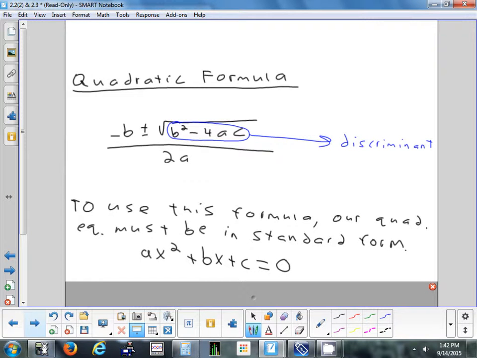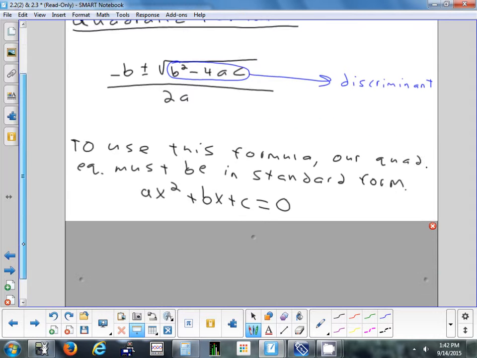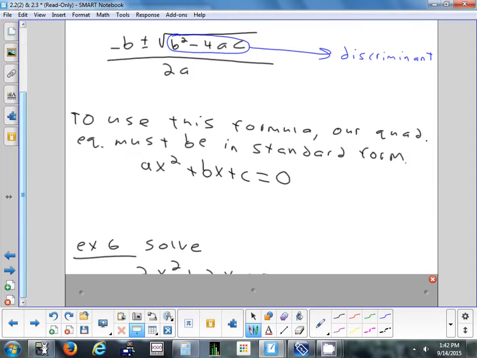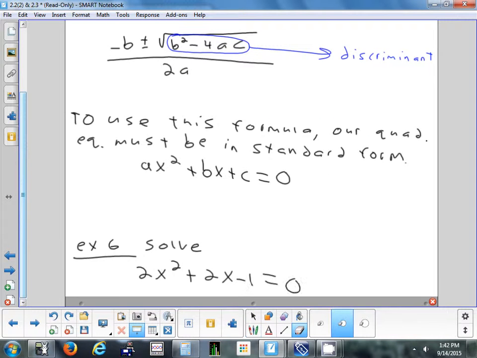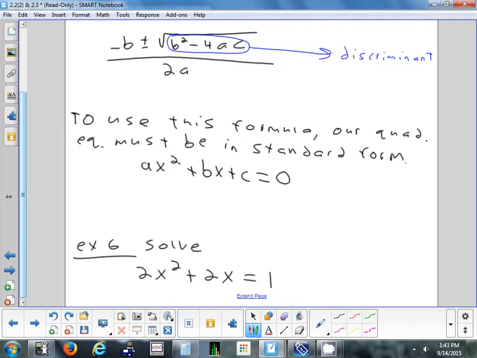Okay, just like when you're going to factor, to use this formula, make sure you put it in standard form. So let's try this one. Okay, we'll do this one and then we'll start to look at a word problem, and if we don't finish it, that's okay, but the next one will be our last problem.